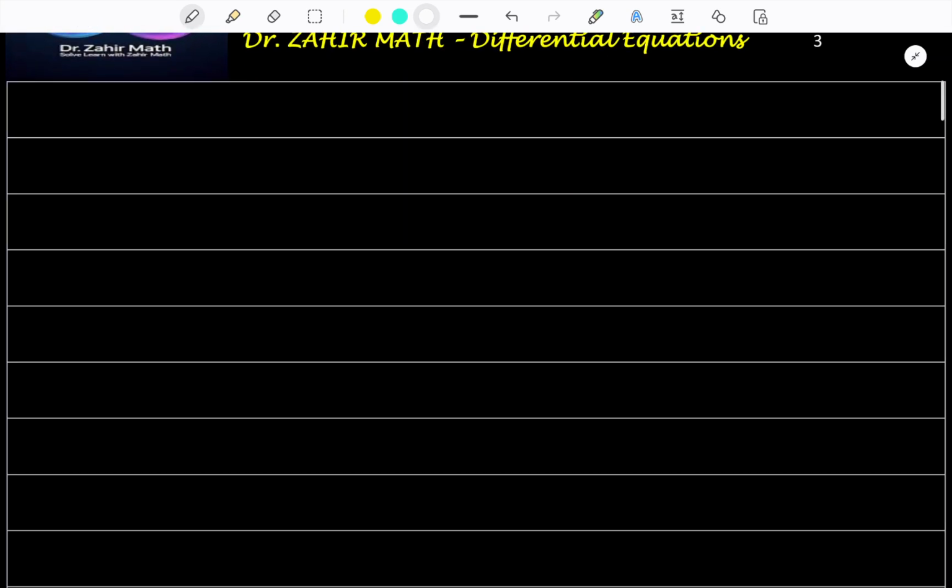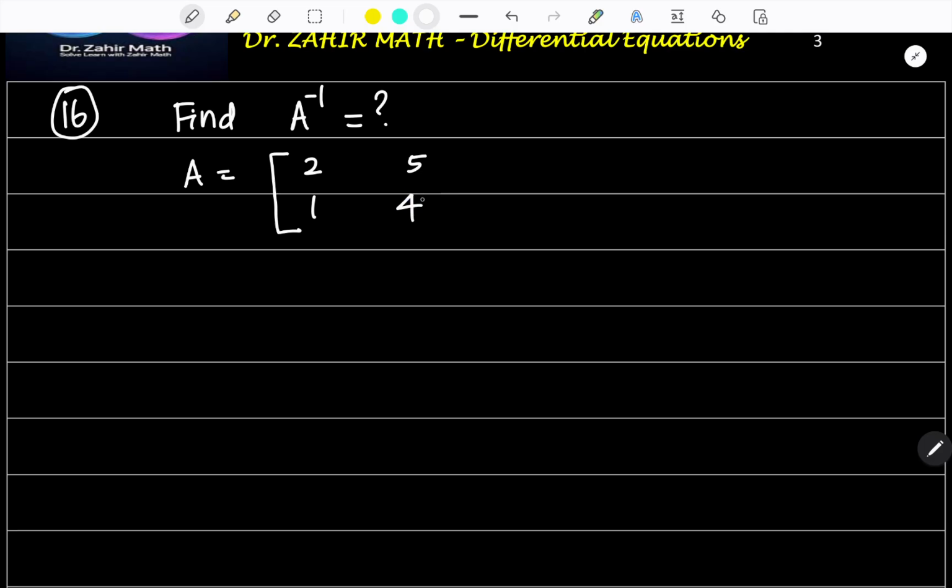Let's do the second question, which is question number 16. Find A inverse, where A is equal to the matrix 2, 5, 1, 4.